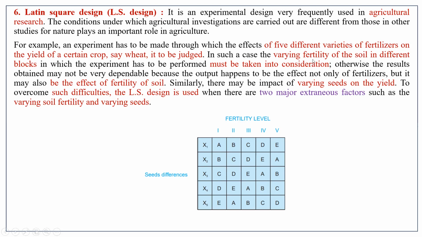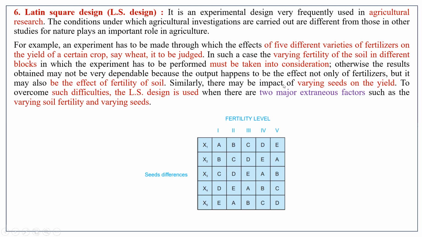And another factor is varying seed on the yield. We generally buy the seeds after seeing the proper condition of the seed, but still there are some seeds which may not germinate. So there are varying types of seeds, and as the seeds vary, it will again affect the yield. So there may be the impact of varying seeds on the yield also. So there are two extraneous factors: one is soil fertility and another is varying seed.